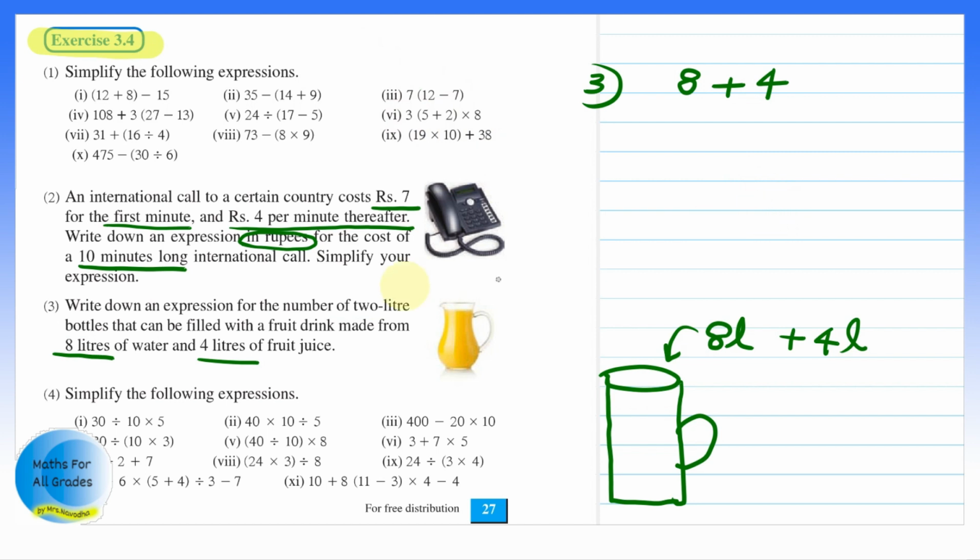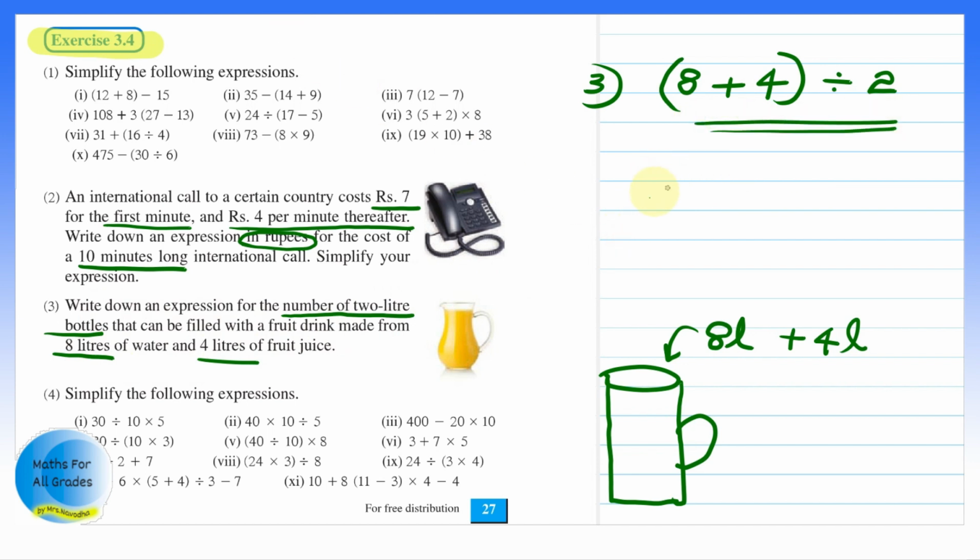Now the question is how many 2-liter bottles you need to fill. So what do we do? We divide this 8 plus 4 by 2. So this is the expression. Here they are not asking to solve it. Write down an expression for this. That's it. That's the question. So this is the answer.